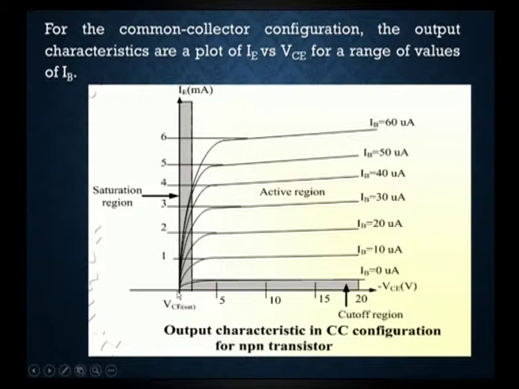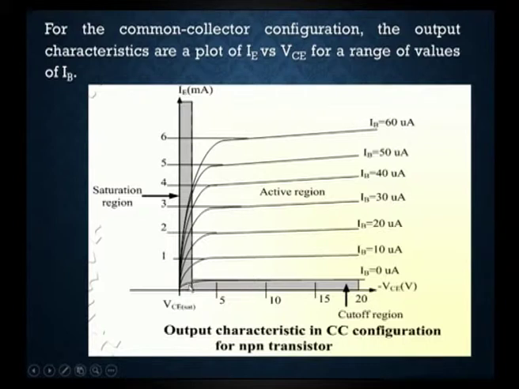VCE starts from 0 itself, and we can observe the emitter current increasing with VCE equal to 0, which is the difference that we can observe from the other two configurations. Also, when IB is equal to 0, there is a small current, that is, the emitter current IE is not 0 when IB is equal to 0. There is some value of emitter current when IB is equal to 0. And for a small change in base current, there will be a large change in the emitter current.